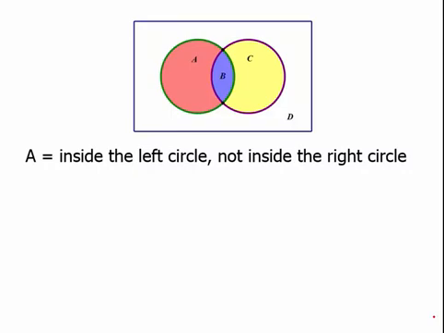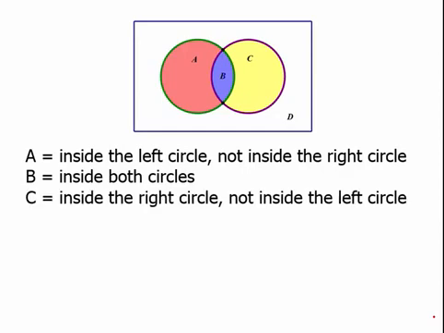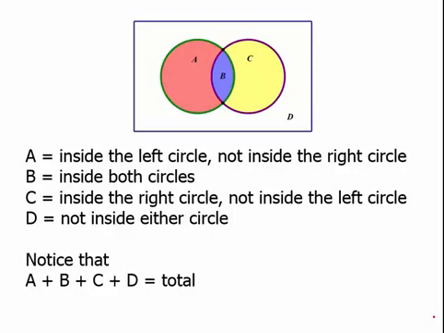So the red region, A, is inside the left circle but not inside the right circle. So these are all the people inside the green circle but outside of the purple circle. So they're in the green circle only, not in the purple circle. B is the overlap group. They're in both circles. C, these are all the people in the right circle, not inside the left circle. So these are in the purple circle only, and not in the green circle. And then D are all the people outside of both circles. So notice that when we add these four regions up, this adds up to the total, either the total number of students or the total number of people in this particular study.